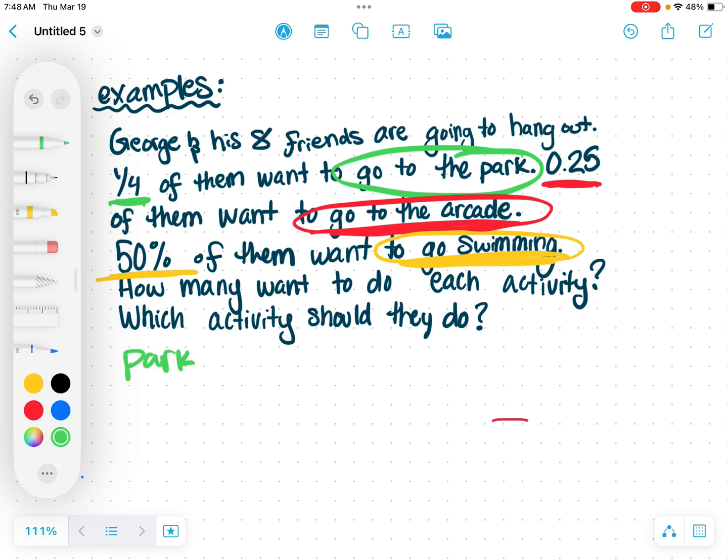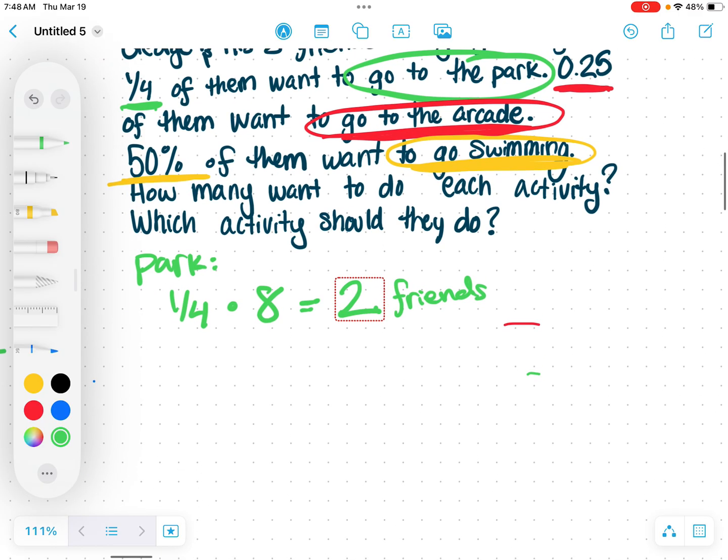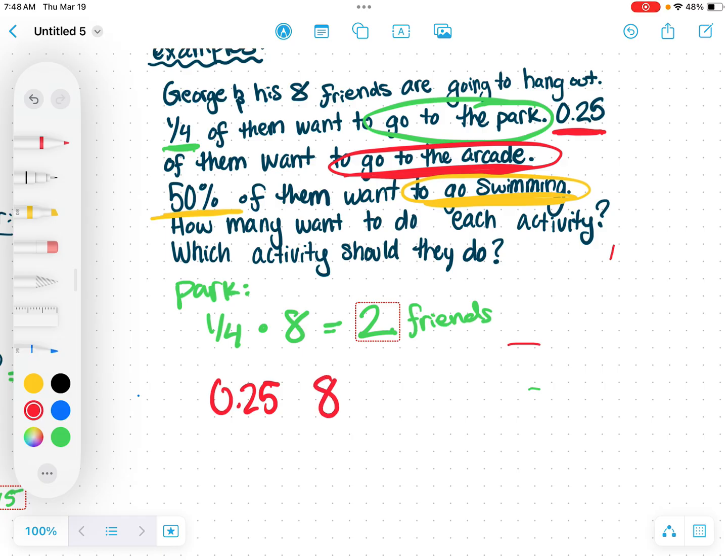First, let's do park. So we had 1/4 of them, and there's 8 friends. We multiply those together, get 1/4 of 8, which is 2. So 2 friends want to go to the park. What about the arcade? It said 0 and 25/100ths want to go to the arcade, and there's 8 friends still. So we're going to multiply that by 8, and we get 2 as well. So 2 friends would like to go to the arcade.